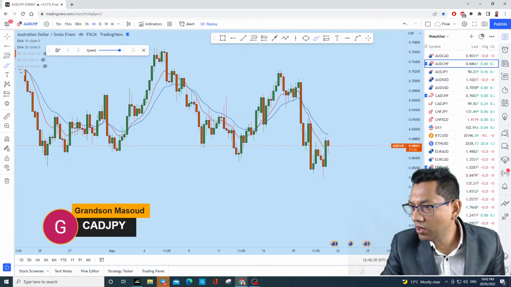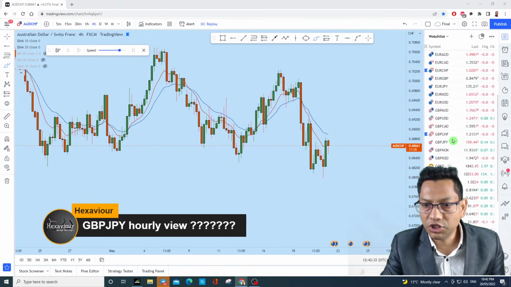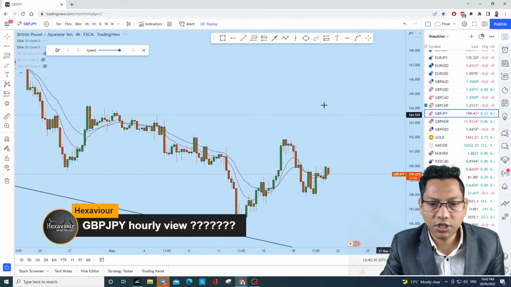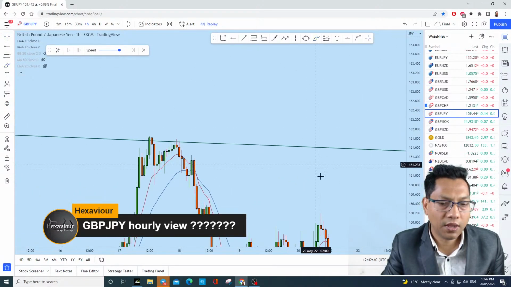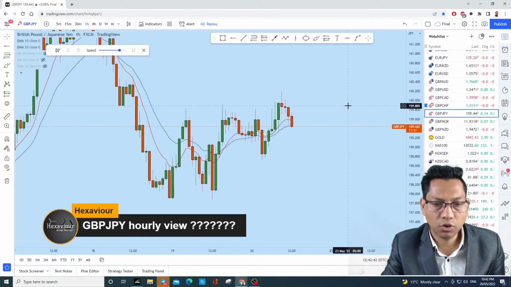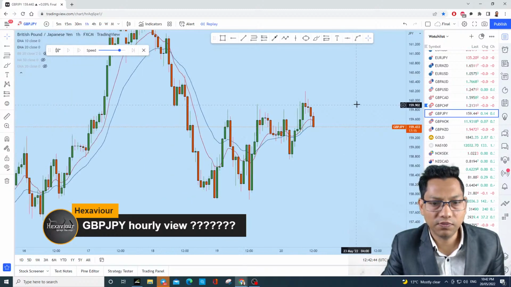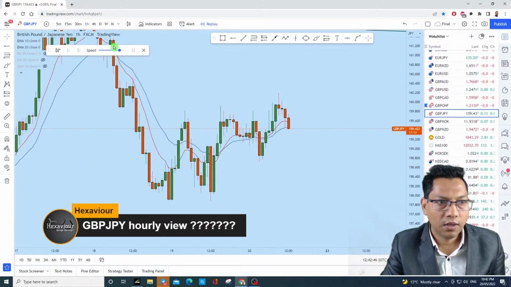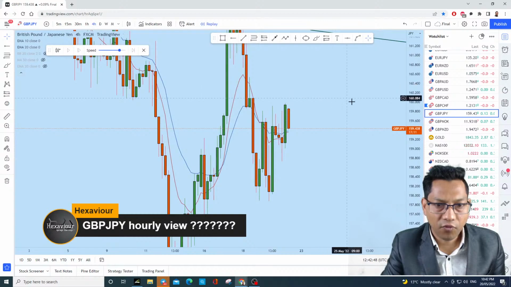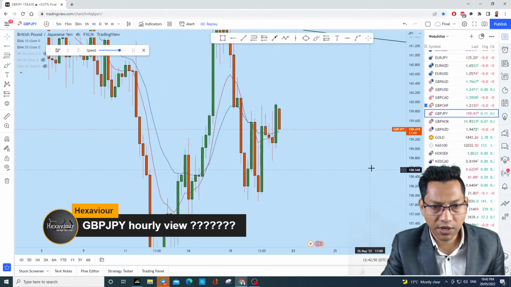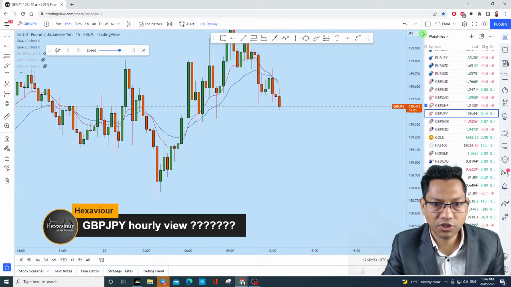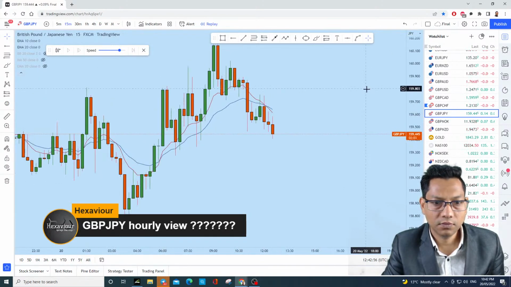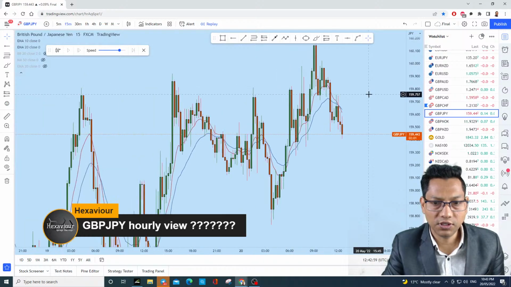GBP JPY hourly view. Okay, so let's see GBP JPY hourly view. It looks like bearish. After a gap opening, we see bearish, okay. Let me see 4 hour, even 4 hour looks like bearish, okay. GBP JPY 15 minutes also bearish, okay. So this is a bearish price action.